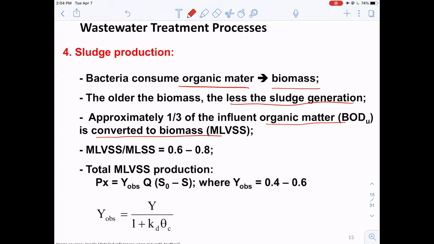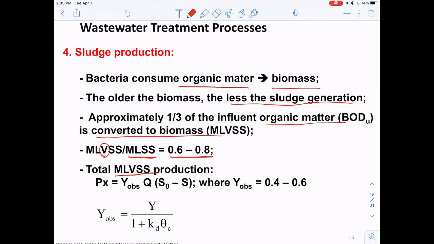And typically the ratio between the MLVSS, again remember that V here represents the bacteria, right? The MLVSS means the mixed liquor volatile suspended solids, which are the mass or the concentration of these microorganisms. And the MLSS is all of the suspended solids there. So typically they're in the ratio of 0.6 to 0.8.